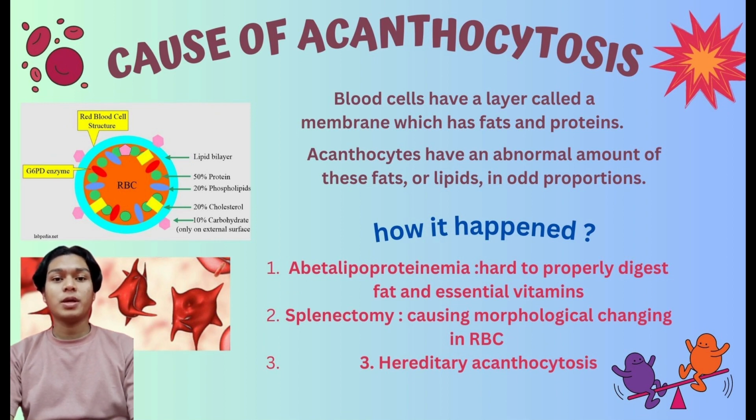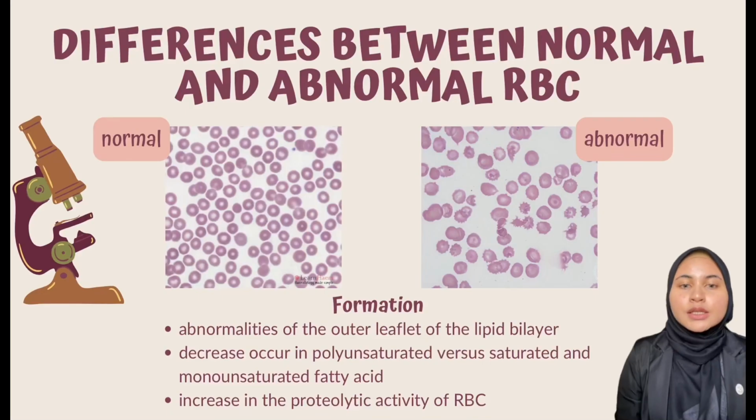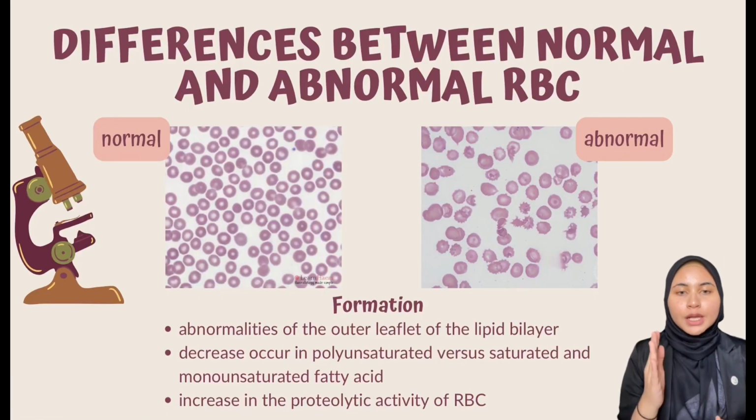Next is splenectomy. When the spleen is removed, it can provoke morphological changes in the RBC and cause hemolytic anemia. If someone is suffering from acanthocytosis, it may give symptoms such as dark urine, too much bilirubin in the bloodstream that can cause jaundice, neurological problems that lead to memory loss and confusion, and muscle spasms such as jerky movement. So I will continue with the difference between normal and abnormal RBC.